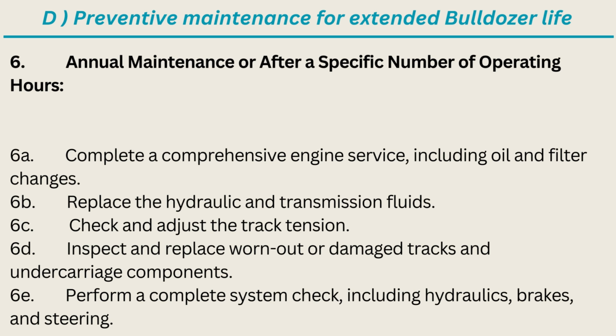6. Annual maintenance or after a specific number of operating hours. 6A. Complete a comprehensive engine service, including oil and filter changes. 6B. Replace the hydraulic and transmission fluids. 6C. Check and adjust the track tension. 6D. Inspect and replace worn-out or damaged tracks and undercarriage components. 6E. Perform a complete system check, including hydraulics, brakes, and steering.